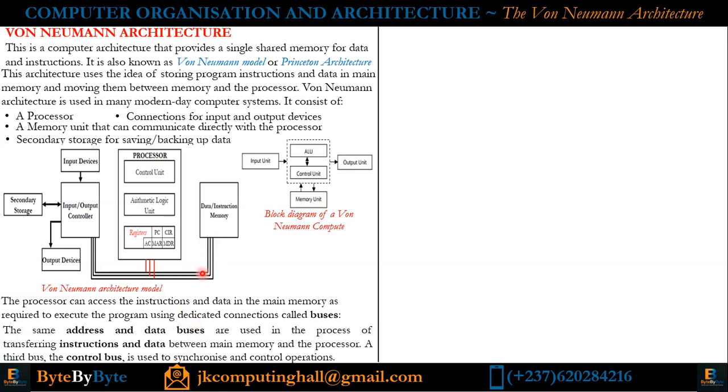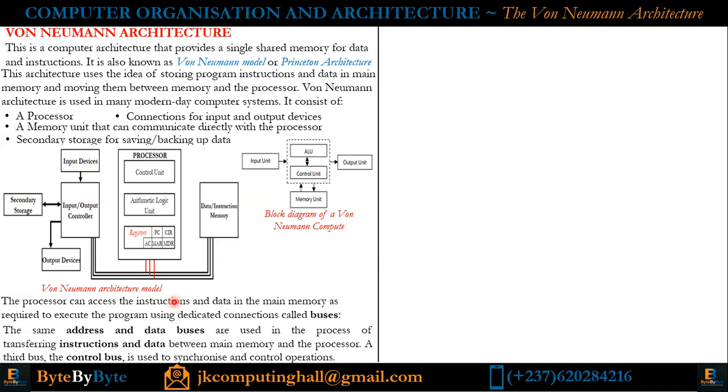So, as you can see, these flow lines, we have the address, data, and the control bus, which together are used not only to transfer instruction and data between the memory and the processor, but also to make sure that these movements are synchronized with the use of the control bus.